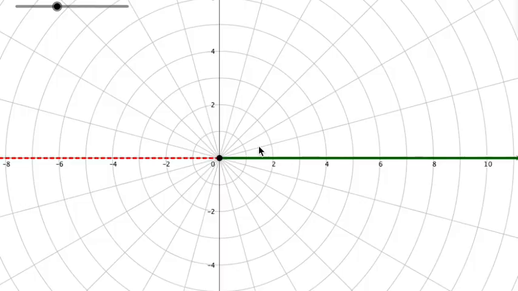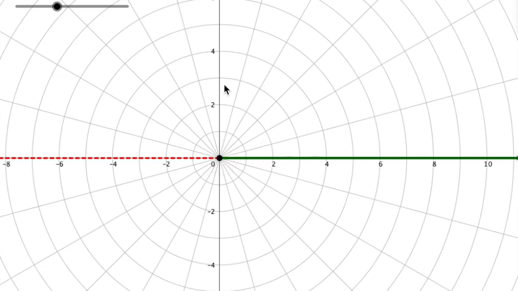A short discussion on polar coordinates. Now, the first thing to remember about polar coordinates is it's different than Cartesian coordinates. And you'll notice the graph paper is significantly different than the rectangular coordinate system.